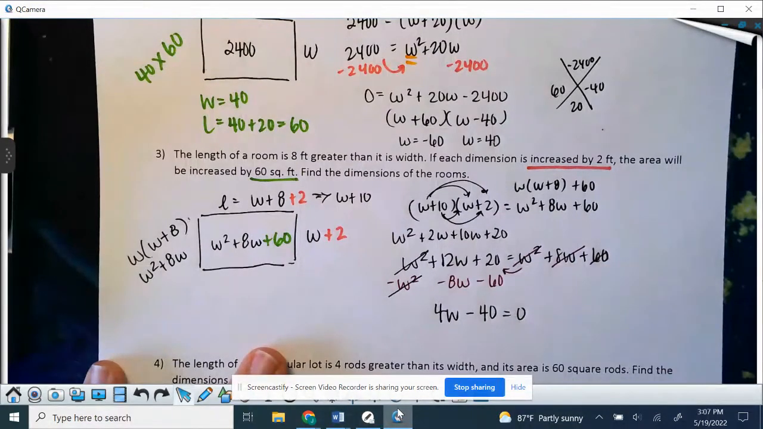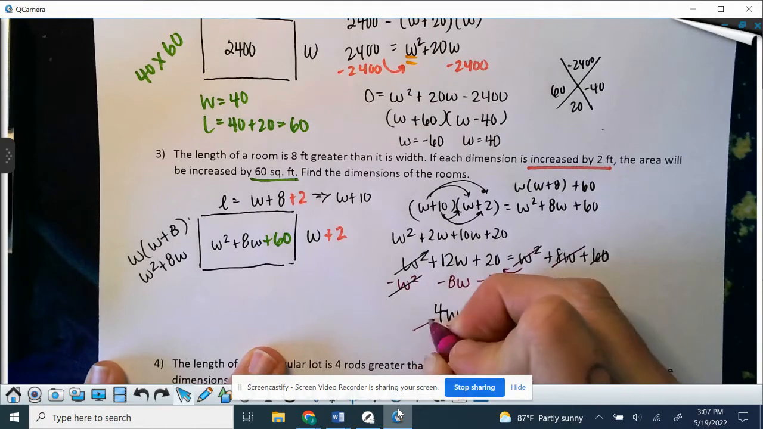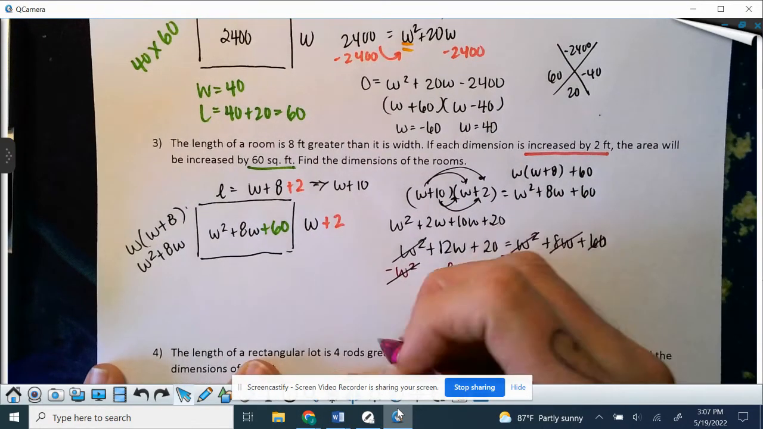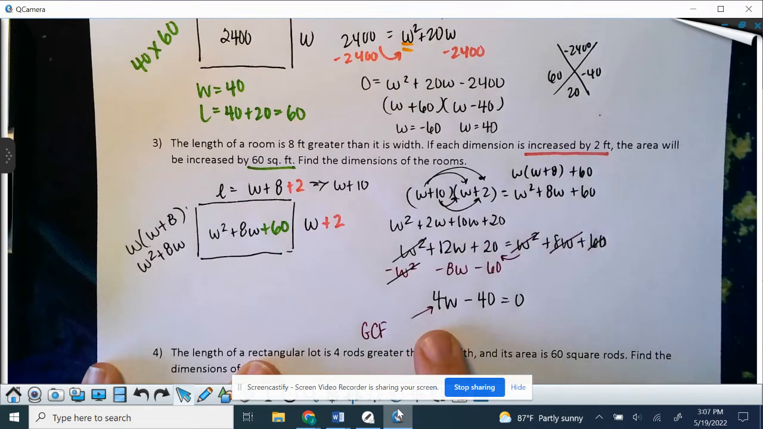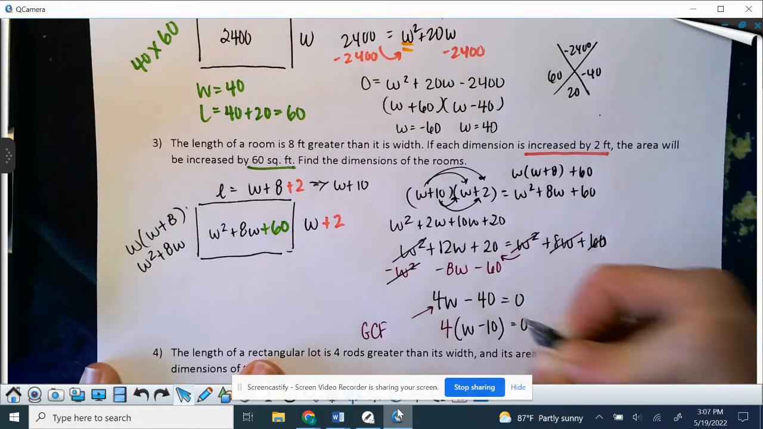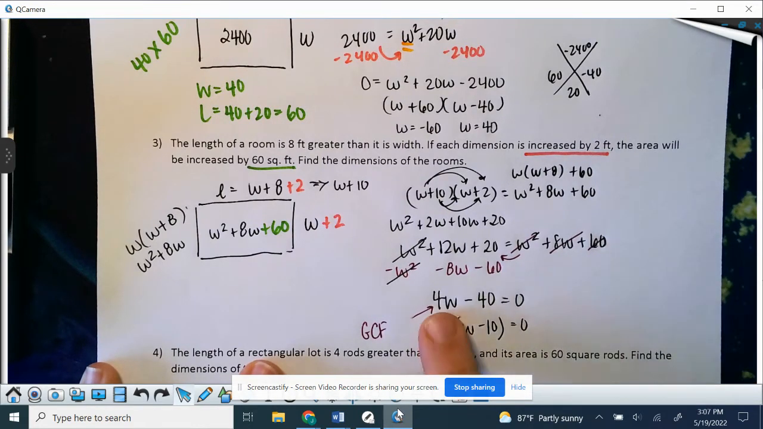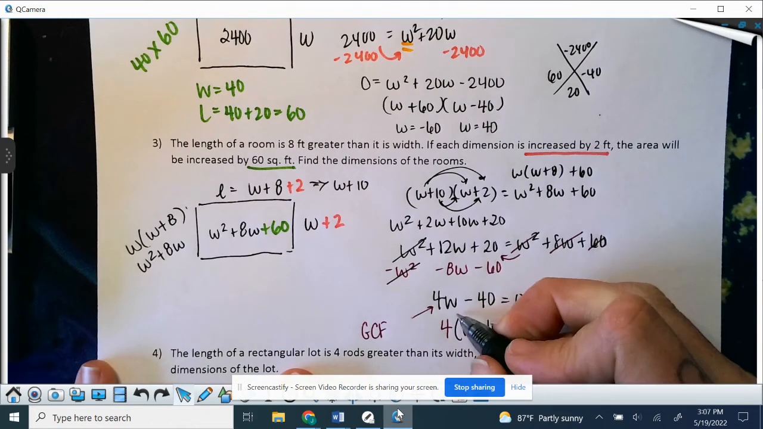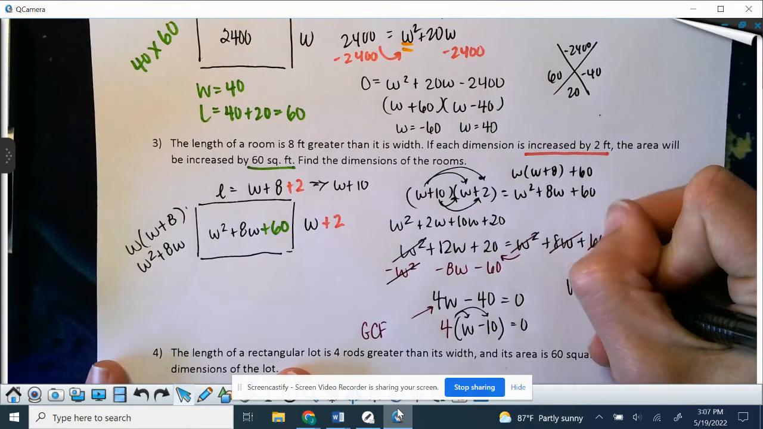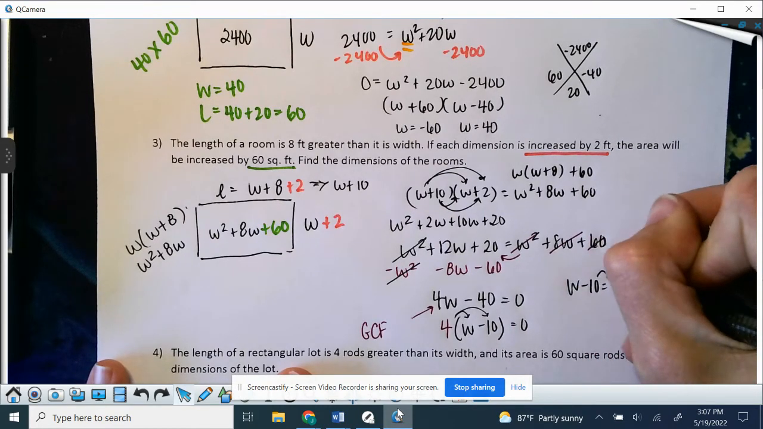Now remember, every time you factor when the number in front is not 1, we want to look for a GCF. And in this case, 4 goes into both of those quite nicely. So I can factor out a 4, because 4 times W is 4W and 4 times a negative 10 is a negative 40. When you factor out, you're just putting it in a form that when I distribute it back through, I get back what I started with. And then W minus 10 equals 0.